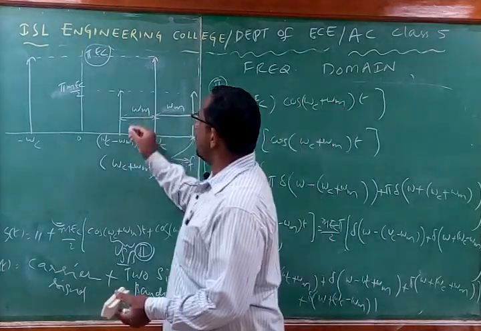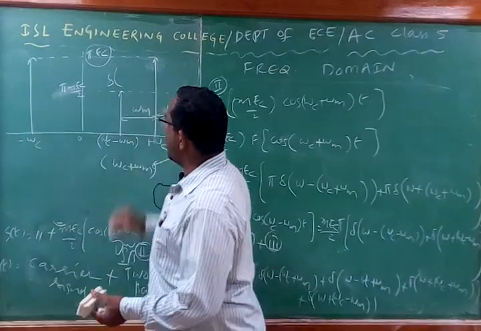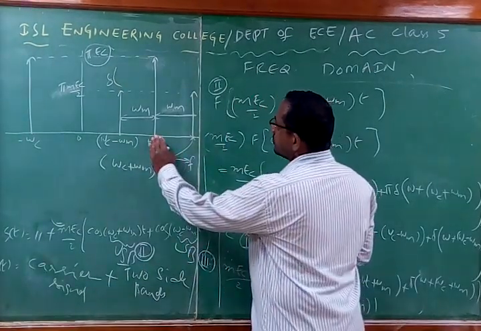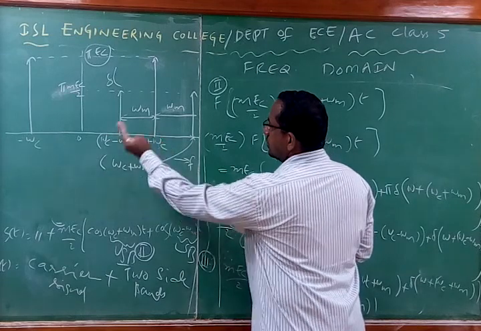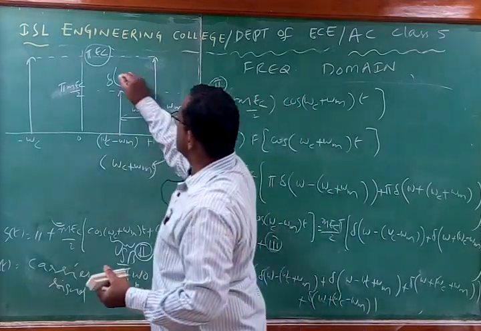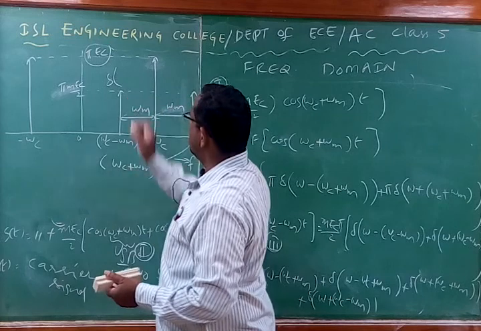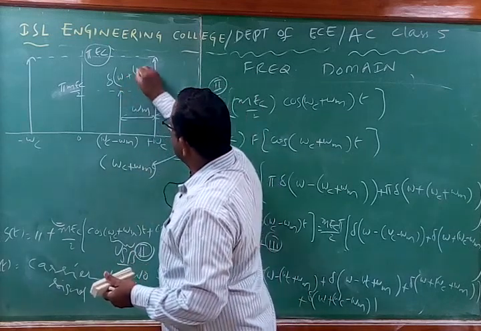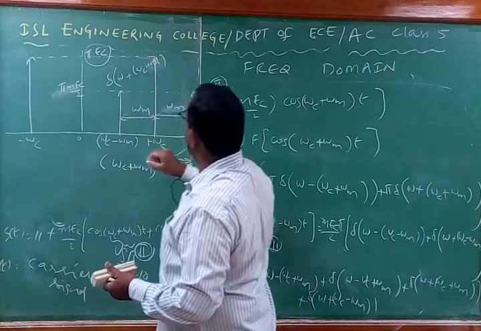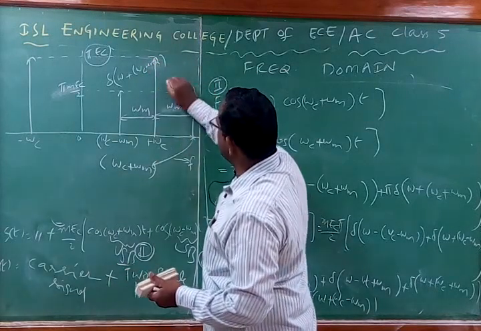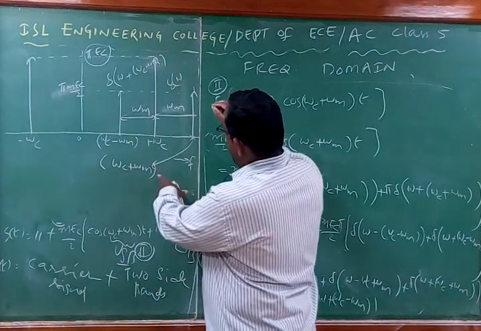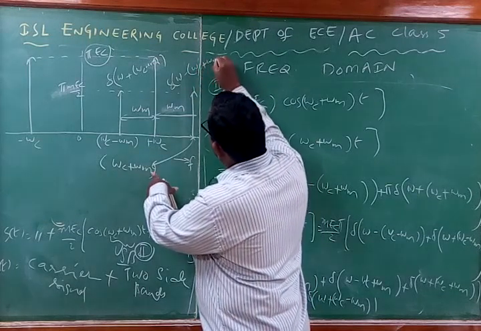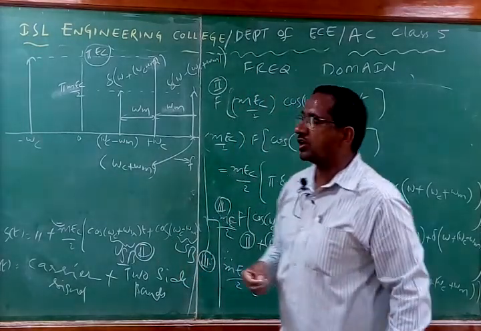Now what is this function? This is on the negative side of omega c, so I can write this as nothing but a time advancement. So delta of omega plus omega c minus omega m is the function. What about this function? Delta of omega minus of omega c plus omega m. So these 2 spectrums we are going to get.